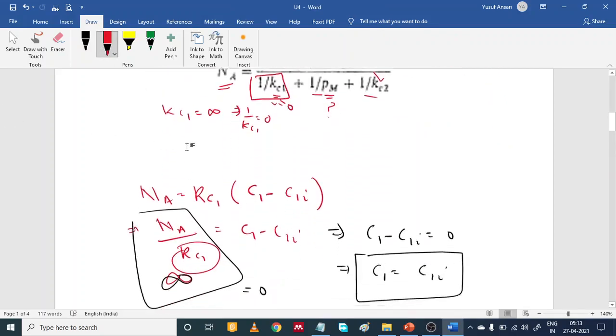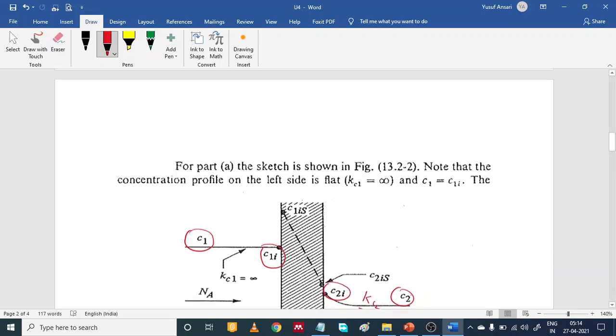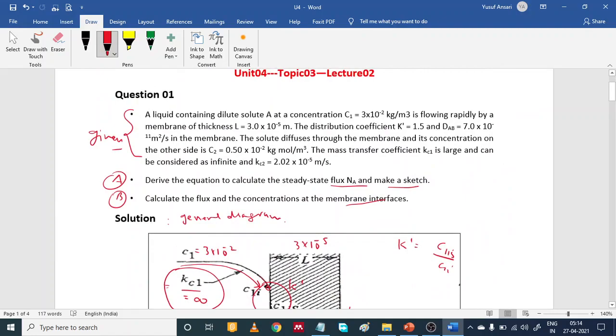So it means that we have to redraw the sketch. This is the redrawn sketch. C1 and C1i both have the same value of concentration, so there is no concentration gradient. But in the second phase, phase number 2, there is a concentration gradient, because these values are governed by kc2. Okay, so this is basically the solution that is asked for here. Make the sketch. So we have made that sketch.